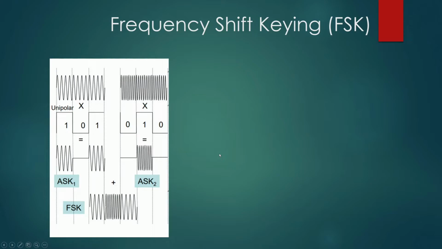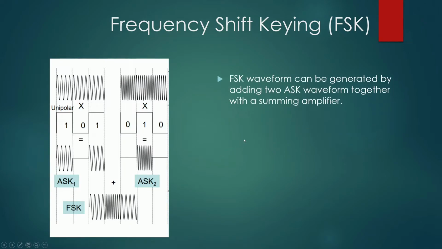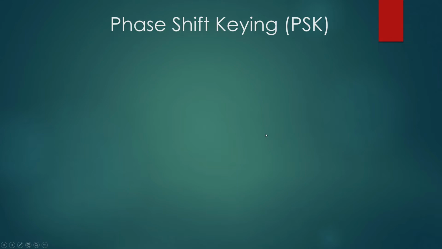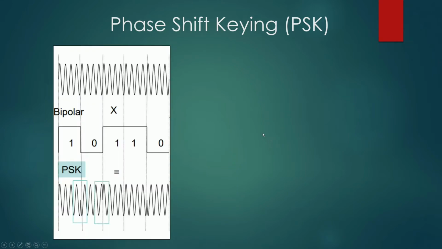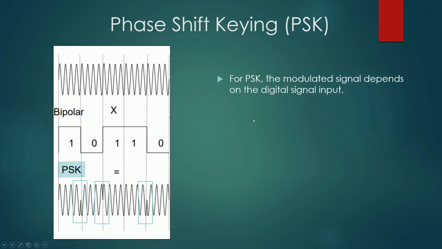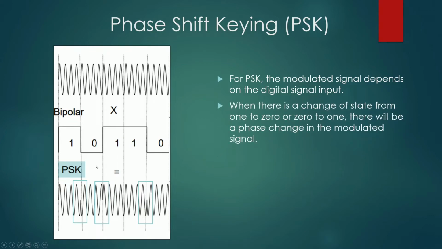In frequency shift keying, the waveform can be generated by adding two amplitude shift keying waveforms together with a summing amplifier, which is shown here. Two ASK signals are summed together to form an FSK waveform. Next, for PSK, the modulated signal depends on the digital signal input. When there is a change of state from 1 to 0 or 0 to 1, there will be a phase change in the modulated signal.